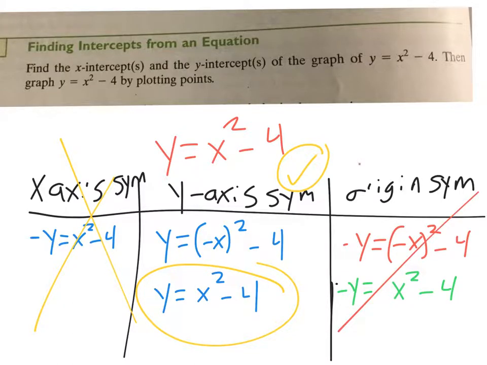No, it is not. So there is not any symmetry with respect to the origin. So the only kind of symmetry that exists for x squared minus 4 is y-axis symmetry.